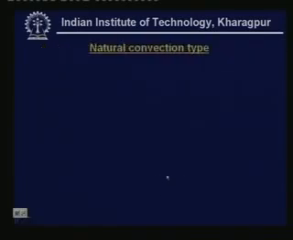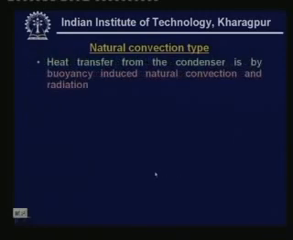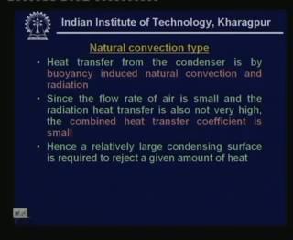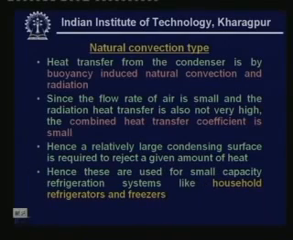Now, let us look at the natural convection type air cooled condenser. Here the heat transfer from the condenser is by buoyancy induced natural convection and also by radiation. Since the flow rate of air is small due to the buoyancy and the radiation heat transfer is also not very high, the combined heat transfer coefficient of this kind of condenser is small. As a result, a relatively large condensing surface area is required to reject a given amount of heat. Hence, these are used mainly for small capacity refrigerant systems such as household refrigerators and freezers.